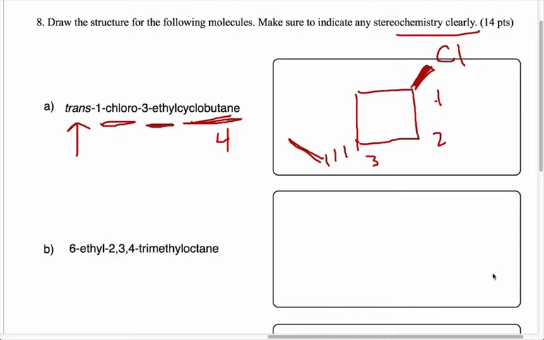Okay. Next one is an 8-carbon chain. Let's see what I have here. 1, 2, 3, 4, 5, 6, 7, 8. There's the octane, in which we have on the 6 carbon an ethyl group, and on the 2, 3, and 4 carbons we have methyl. So there are 3 methyl groups. So that's 2,3,4-trimethyloctane, with ethyl on the 6 carbon.